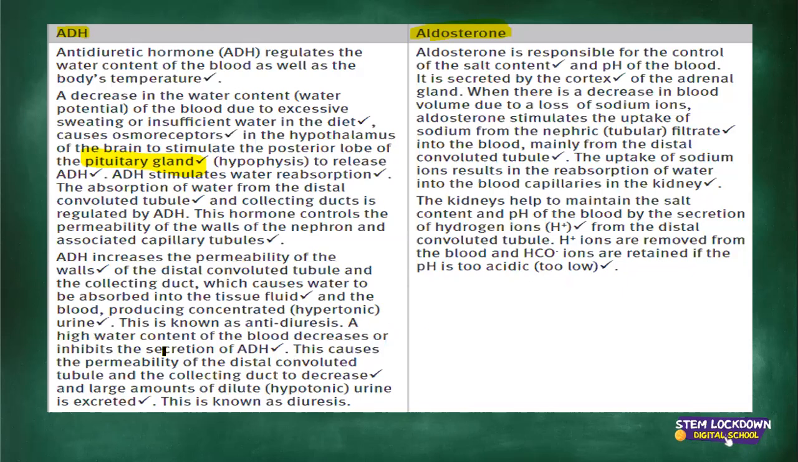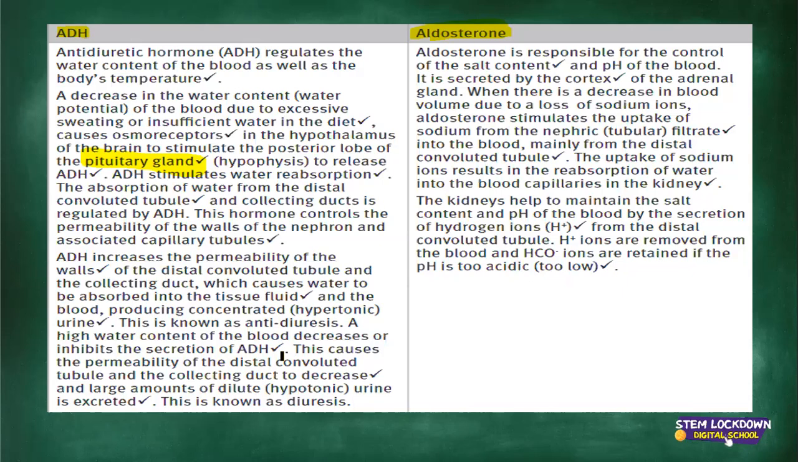Then, the opposite now, when a high water content of the blood is present, what happens? It will decrease or inhibit the secretion of ADH. So this process, you'll see it in negative feedback regulation. When it sees that there's now too much water content in the blood, then the secretion of ADH will be stopped. How? The osmoreceptors again will alert the hypothalamus to stop stimulating the pituitary gland so that the production of ADH can be inhibited or stopped at that particular time.